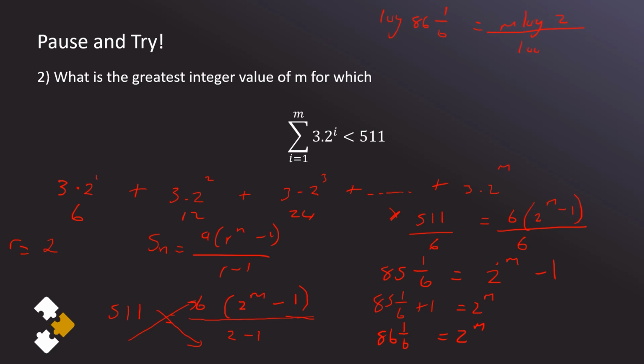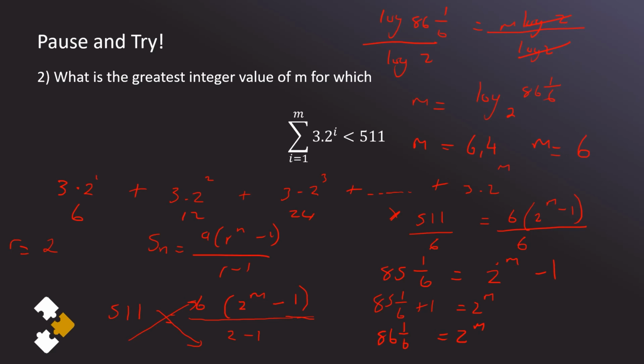Then you divide both sides by log of 2, and these will cancel on the right hand side. So we know that m is equal to log base 2 of 86 and 1 over 6. Now we just need to find that on our calculators. Let's quickly do that. And that gives us an answer of m is equal to 6.4, right? So the greatest integer value will be m is equal to 6.